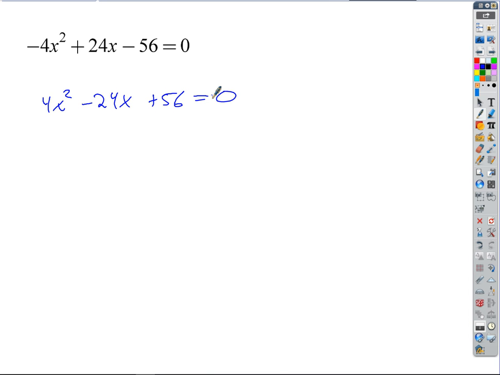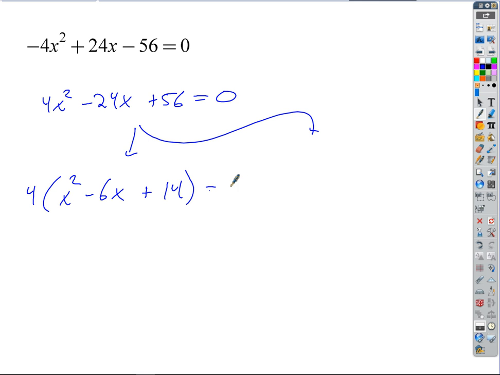Now I want to show you kind of a shortcut here. So we'll take two different routes with this. One route would be to factor out the 4, and what are we left with? x squared minus 6x plus 14, right? And then what would we probably do? Because we're solving an equation, right? It's not telling us to factor this or something. All we want are the solutions.